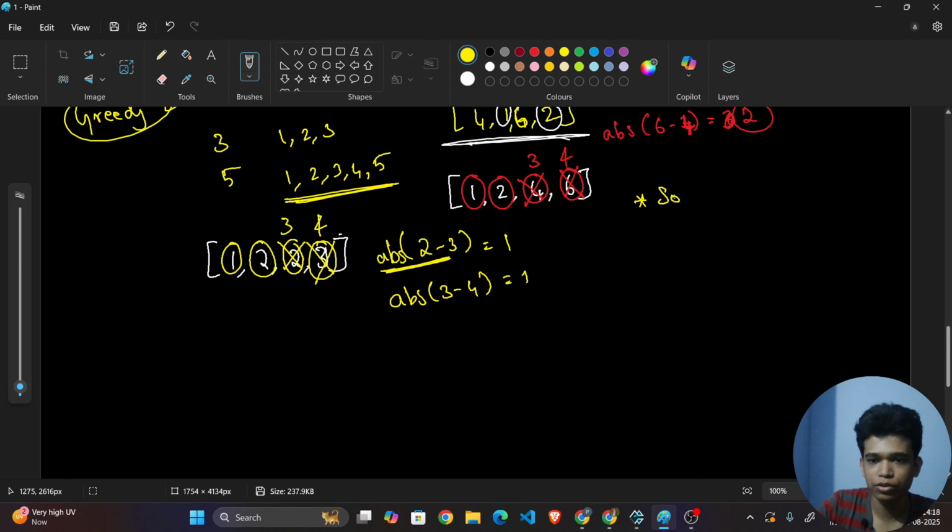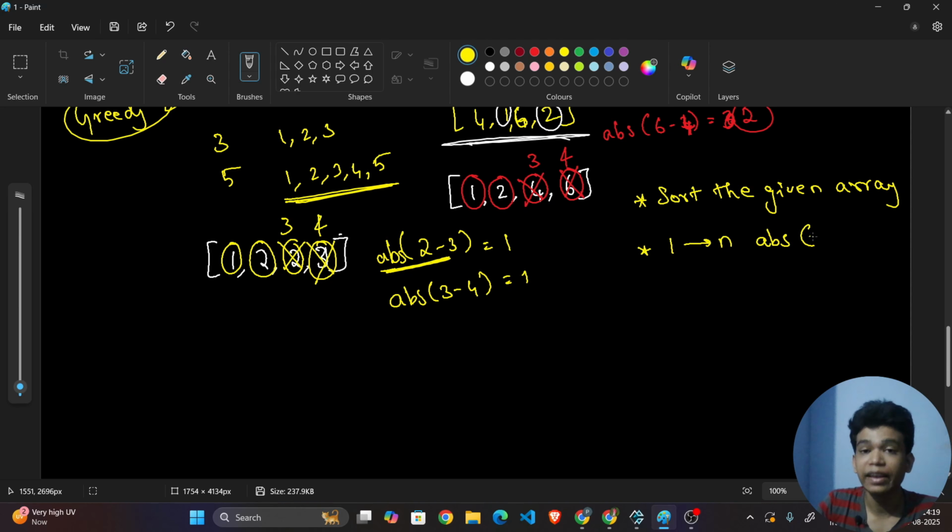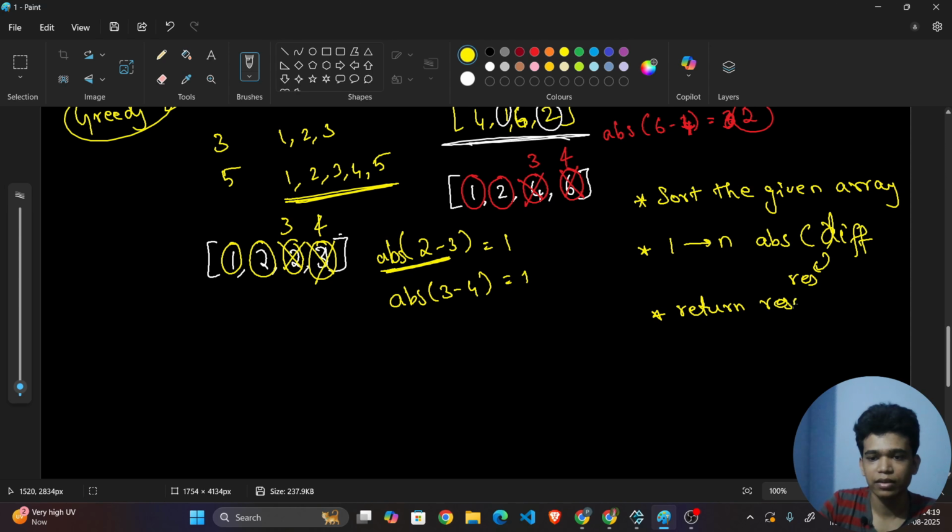I want to sort the given array first. Okay, and then I want to iterate over 1 to n, and I want to take the absolute difference of this 1 to n with the array element. Okay, I want to take the absolute difference, and just add it into the result. At last I will be returning the result. That's it. Can you understand this?